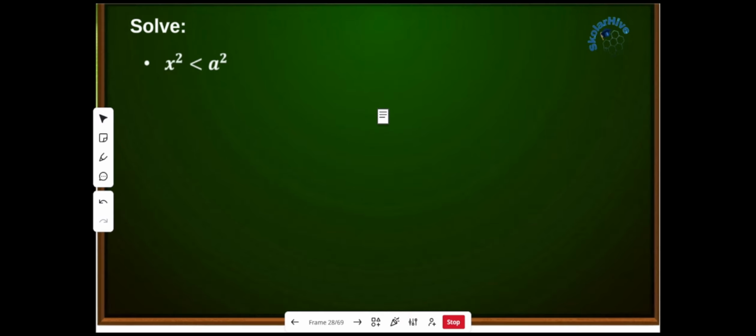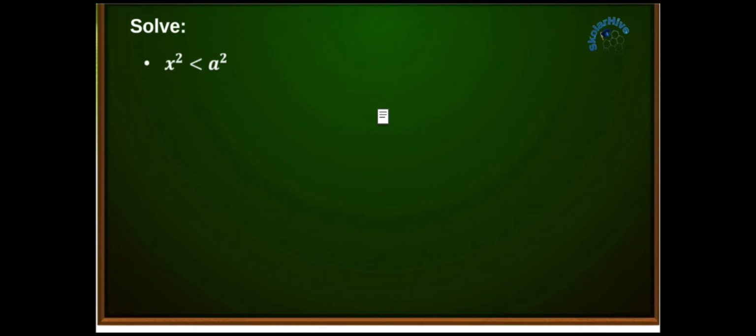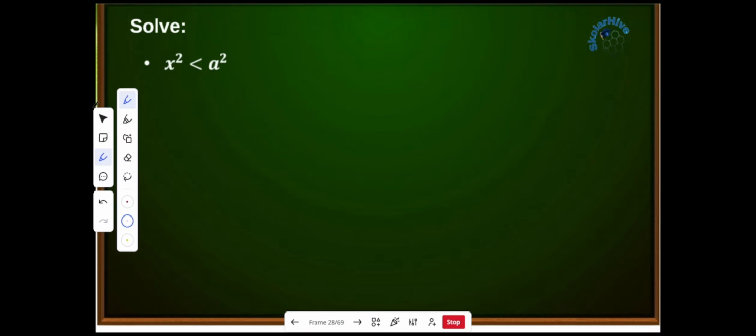Now let's see, we are going to derive some important results on inequality. So here we are given x square less than a square. So just think of this as an inequality. If you make one side 0, subtracting a square from either side, we will get x square minus a square less than 0.